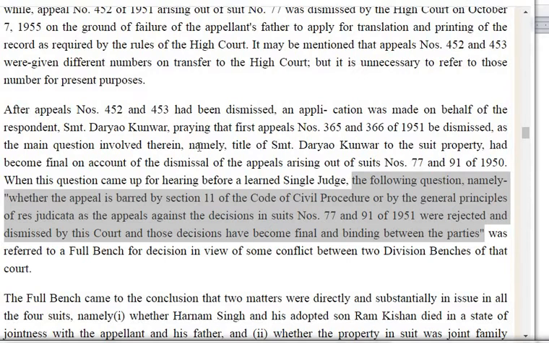And all other elements are fulfilled. Now, when all the other elements are fulfilled, the only examination here is whether the 2 appeals which are dismissed can act as a former suit for the purpose of section 11. Means what? Do they have a distinct identity? And number 2, can it be said that they were heard and finally decided?